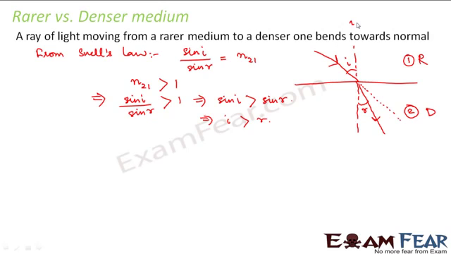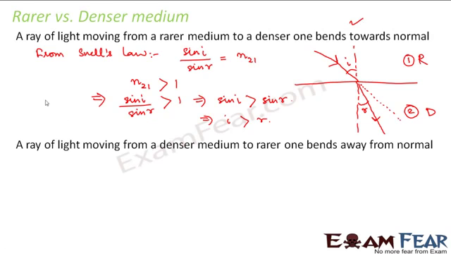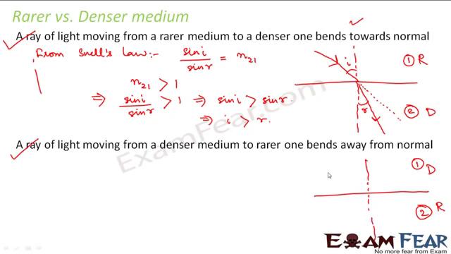That is why a ray of light moving from a rarer medium to a denser medium always bends towards the normal, whereas a ray of light moving from a denser medium to a rarer medium moves away from the normal. We can prove this in a similar manner. Let us suppose here we have medium 1 and medium 2. This is denser and this is rarer. This is my normal, this is my incident ray, and this is the angle of incidence.